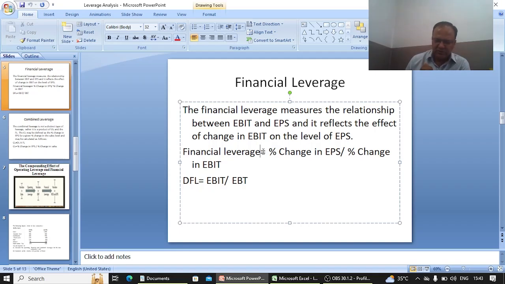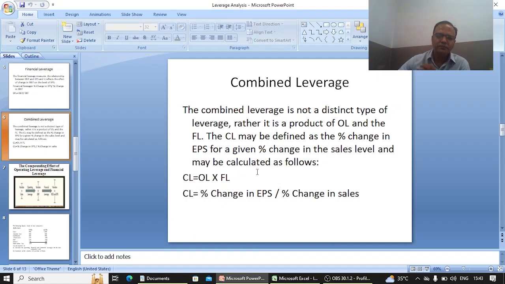Now, this is another type of leverage. This is the combined leverage. The combined leverage is not actually a distinct type of leverage. Rather, it is a product of operating leverage and financial leverage. So, combined leverage is equal to percentage change in EPS divided by percentage change in sales. And another formula is operating leverage into financial leverage. So when we multiply operating leverage and financial leverage, then we find combined leverage.